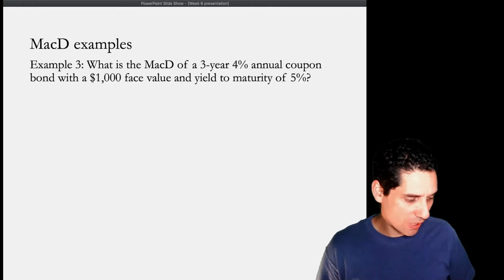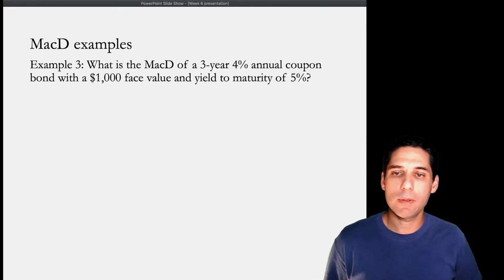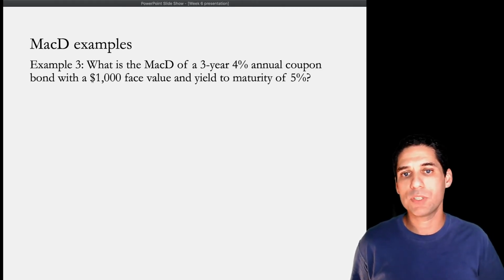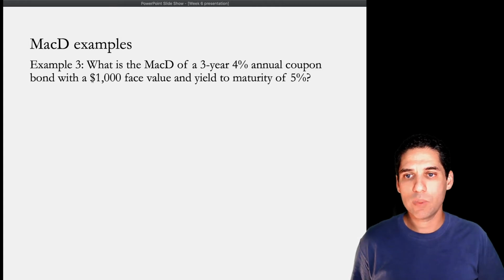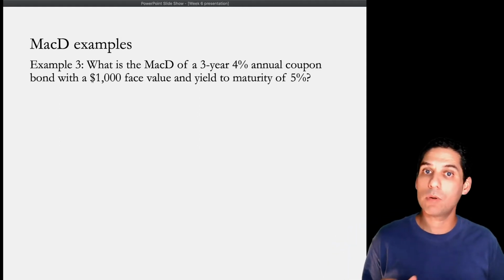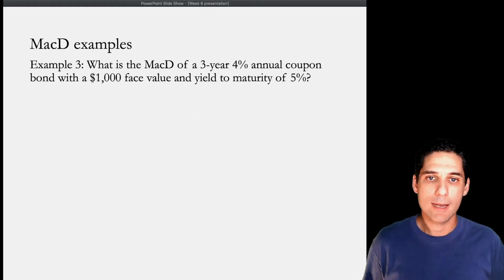Okay, so let's start with this one. What is the MacD, Macaulay duration, of a 3-year 4% annual coupon bond with a $1,000 face value and yield to maturity of 5%? Before we even start, remember key bond price properties.